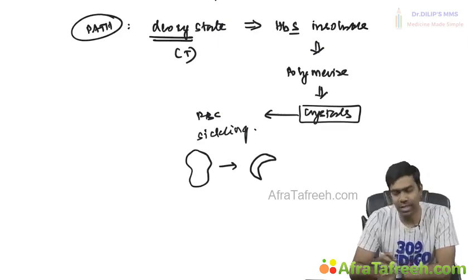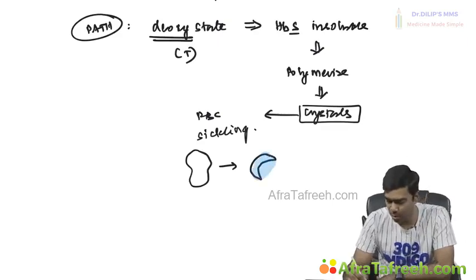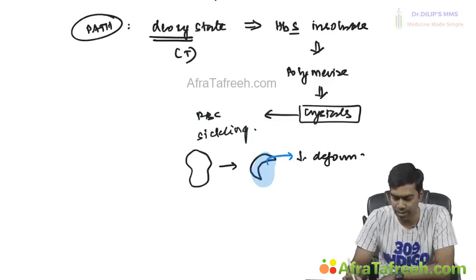One more important problem with the sickle RBC is that it has decreased deformability, which means it cannot deform. Why this decreased deformability is an important issue is because a normal RBC with a biconcave appearance can easily squeeze through the microcirculation. It can bend, it can flex, it can rotate, it can somehow pass through the small blood vessels, and it usually doesn't have any problems at all.